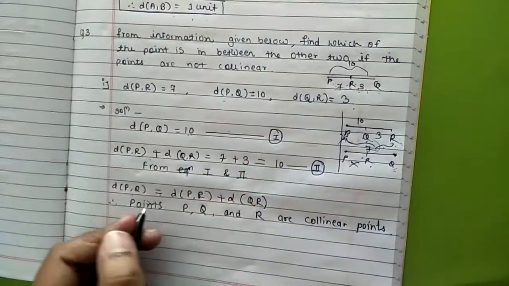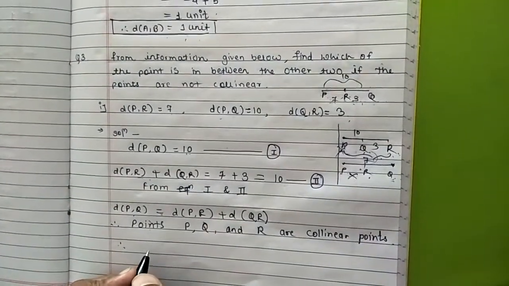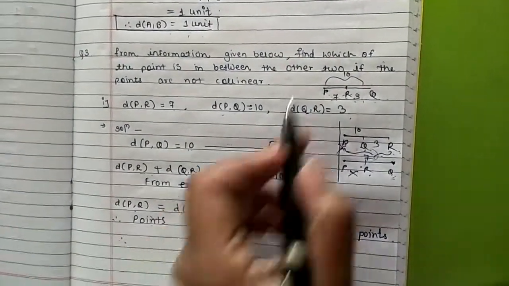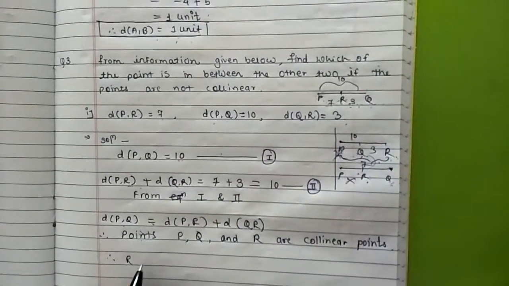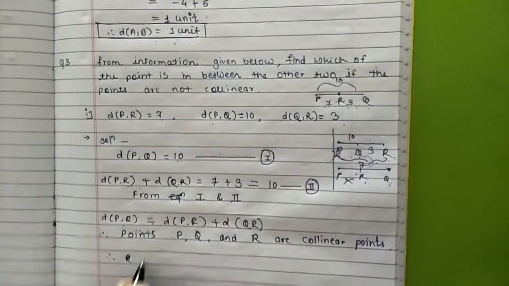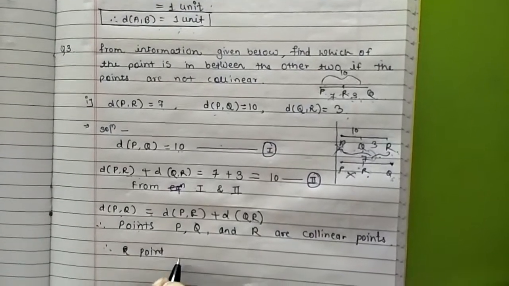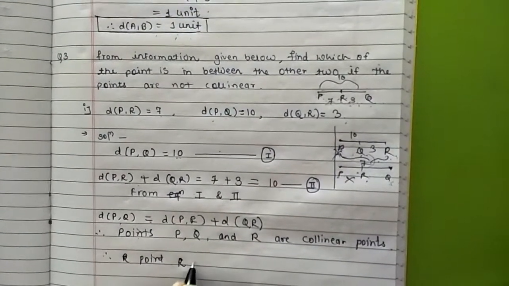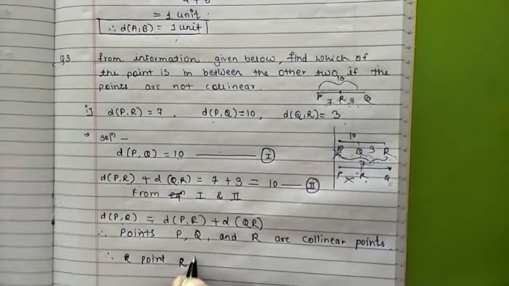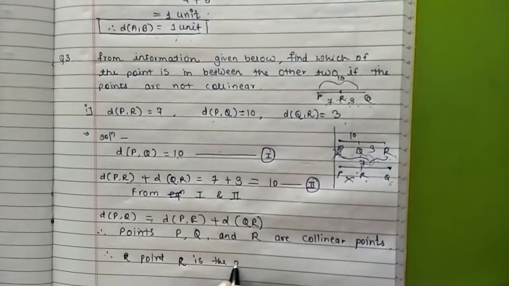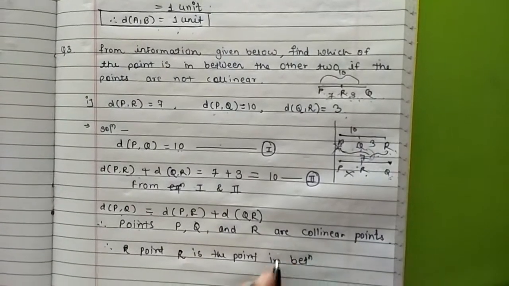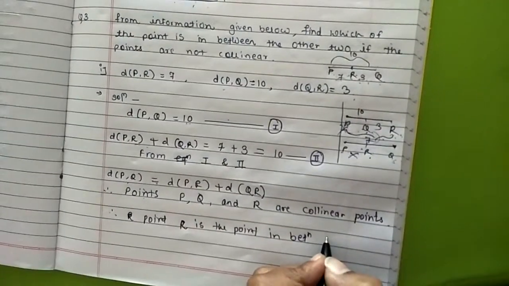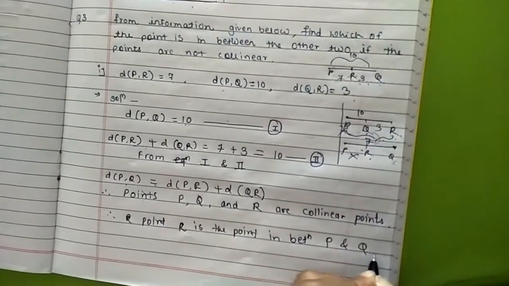So here we are going to say, therefore, find which point is in between. So therefore, point R is the point in between which points? P and Q.